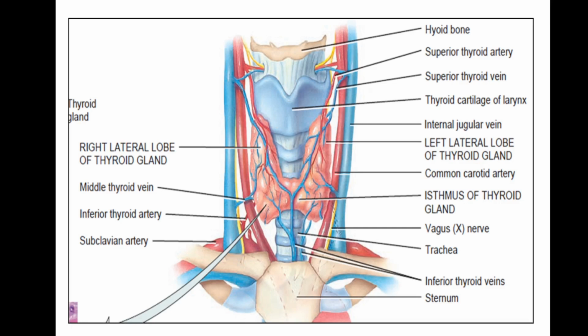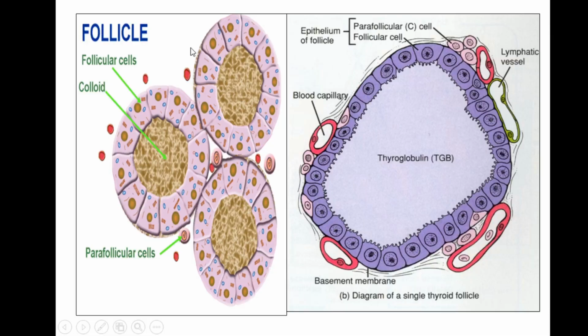Butterfly shape. They are located just inferior to the larynx, that is the voice box. It is composed of two lobes, right and left lobes, and these lobes are connected by the isthmus. And these also have the supply of artery and veins. Now, after seeing the external anatomy of the thyroid gland, we'll see the internal anatomy of the thyroid gland.